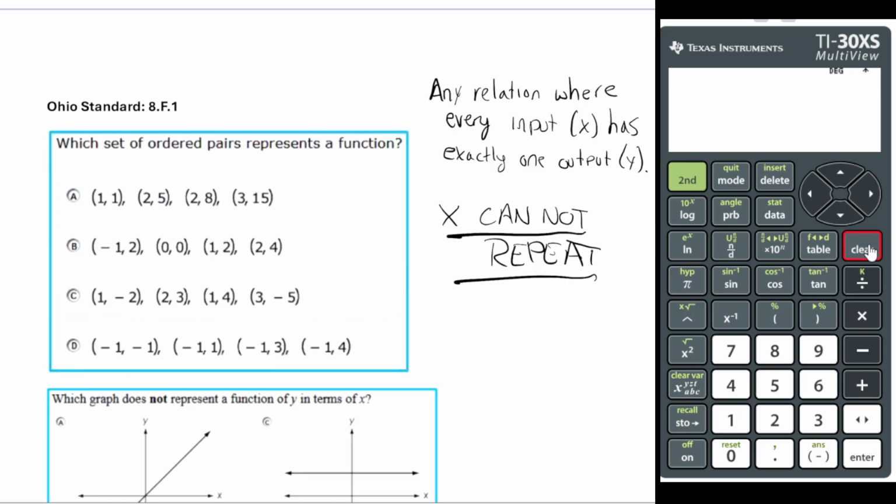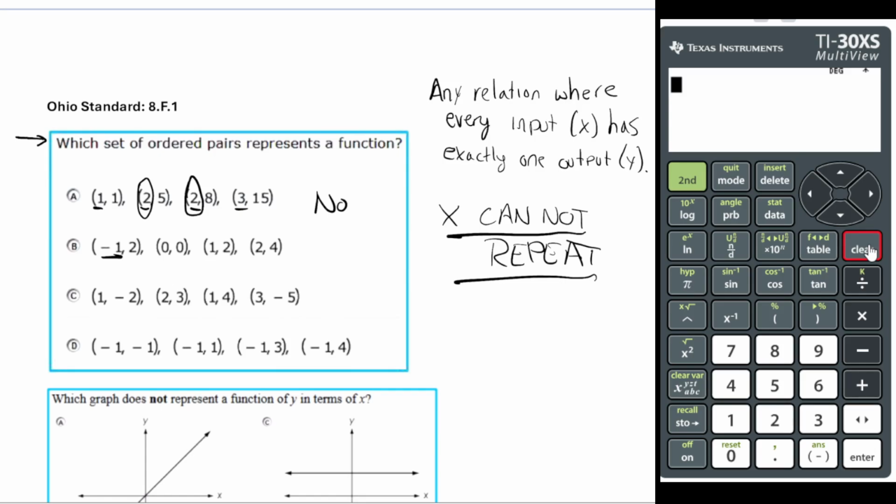Okay? If you are being asked if something is a function, you do not care about y. You care only about x. So, for example, which set of ordered pairs represents a function? I'm going to check all my x values. This first choice, is it a function? No. Why? Because you have a repeating 2.